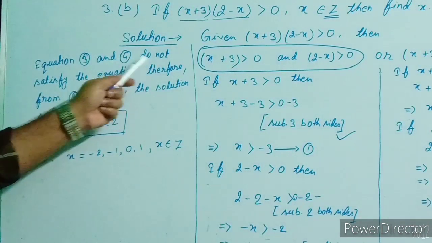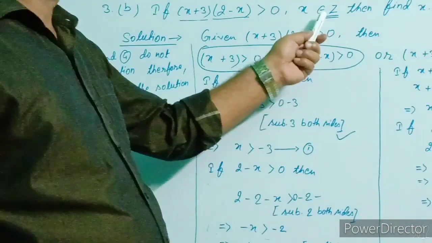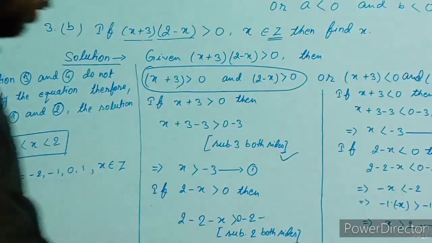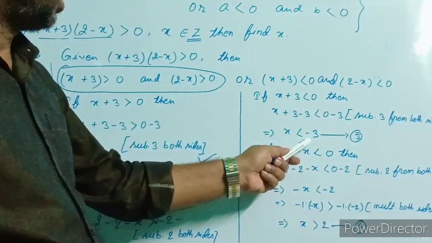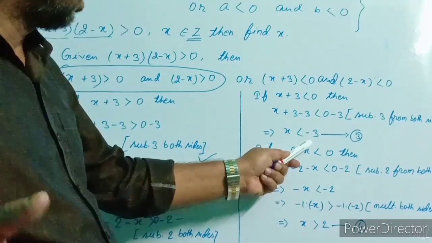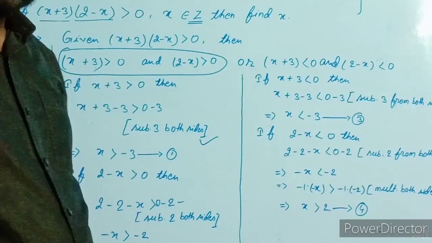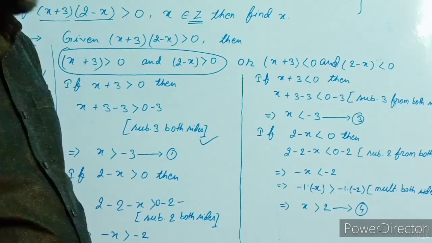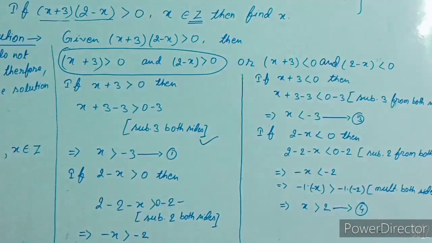Now you come to this part. Equations 3 and 4 do not satisfy the given condition, because the compulsion is given that x belongs to Z. If you take 3, then x is smaller than minus 3, means the values will be minus 4, minus 5, minus 6 and so on. And here x is smaller than 2. As we are going towards minus in decreasing order, minus 3, minus 4, minus 5, minus 6 and so on, in that series we are not getting this 2. So 3 and 4 do not satisfy the equation.